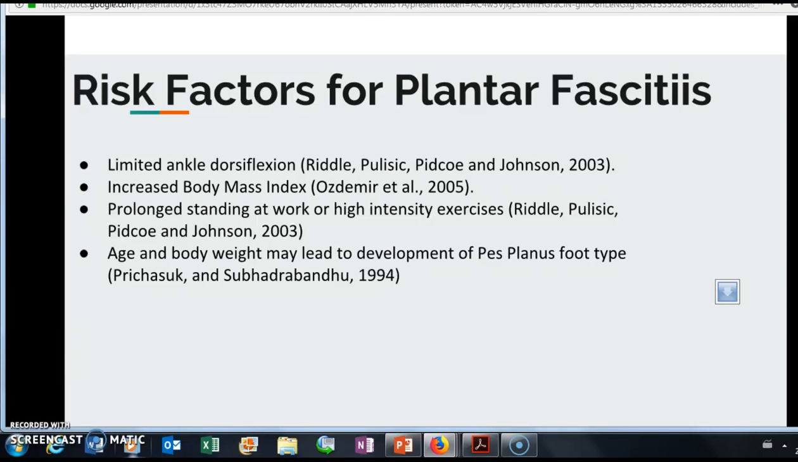The age and body weight have a positive relationship, as shown by the studies done by Prishasuk and Supradha Bandhu in 1994. Generally, when the age increases, the body weight increases in most, not all, cases, and this may lead to the development of pes planus foot type, which increases the chances of developing plantar fasciitis.